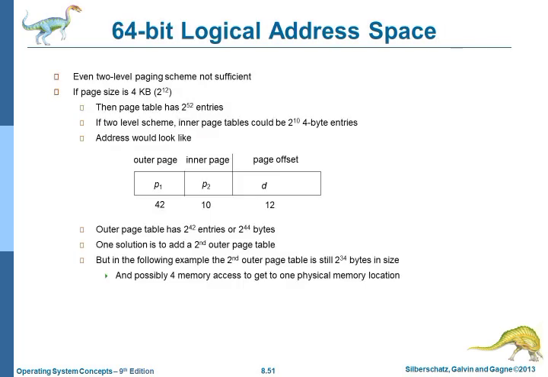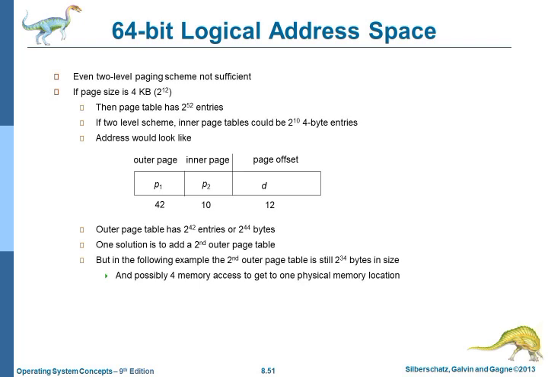64-bit logical address space. Even a two-level paging scheme is not sufficient. If the page size is 4 KB, 2 to the power of 12, then the page table has 2 to the power of 52 entries. In a two-level scheme, inner page tables could be 2 to the power of 10 4-byte entries. The address would look like this: P1 as outer page, P2 as inner page, and D as page offset. The outer page table has 2 to the power of 42 entries, or 2 to the power of 44 bytes.